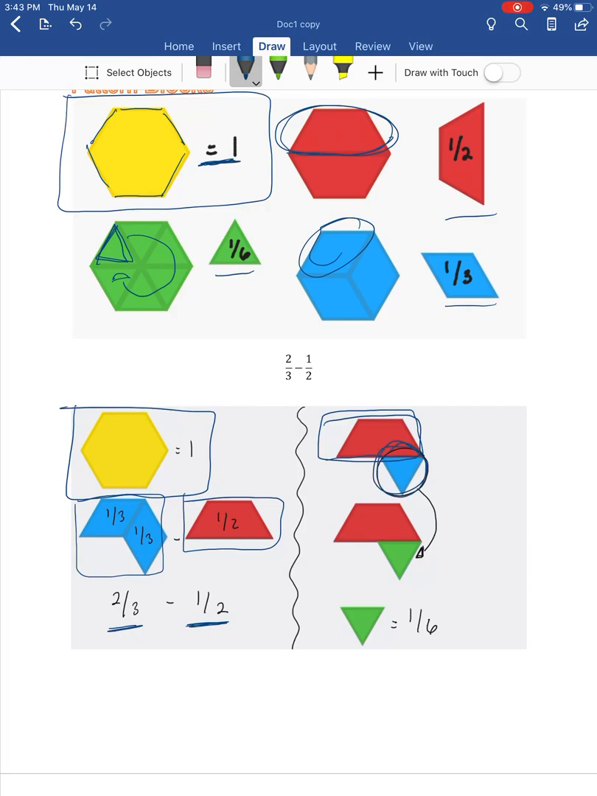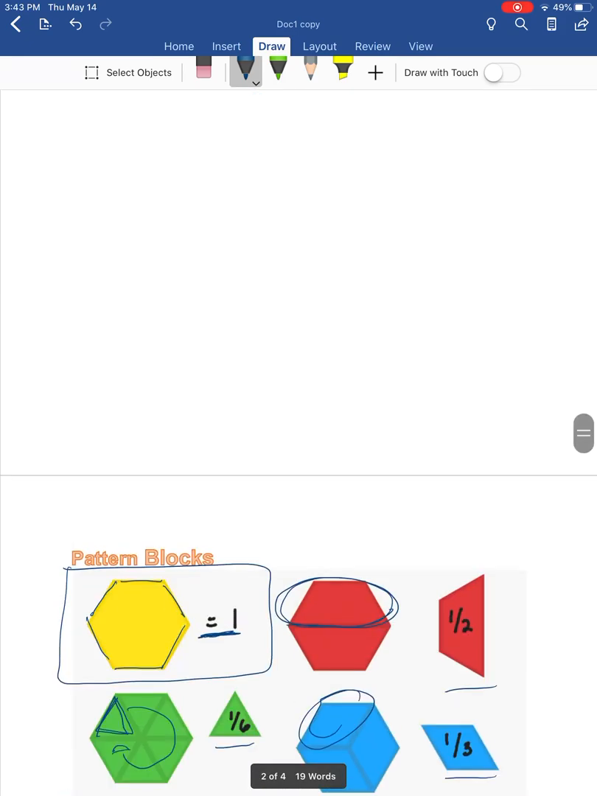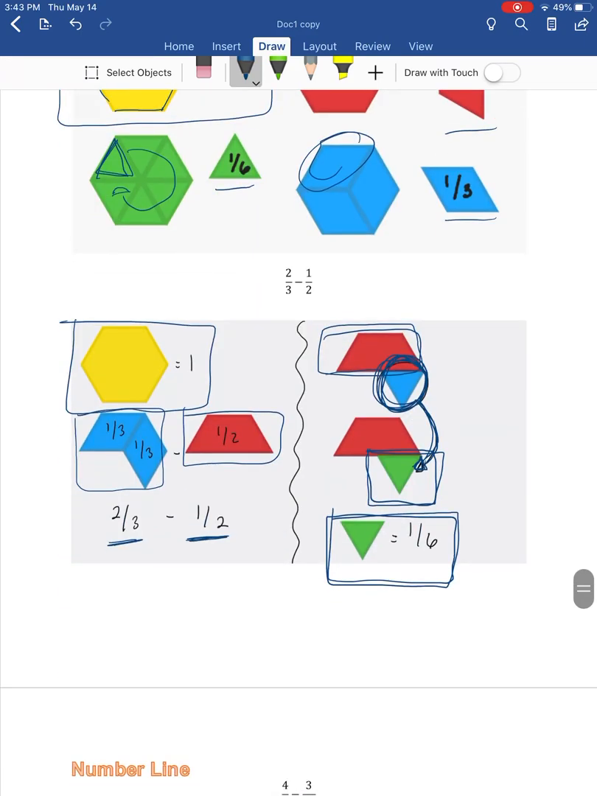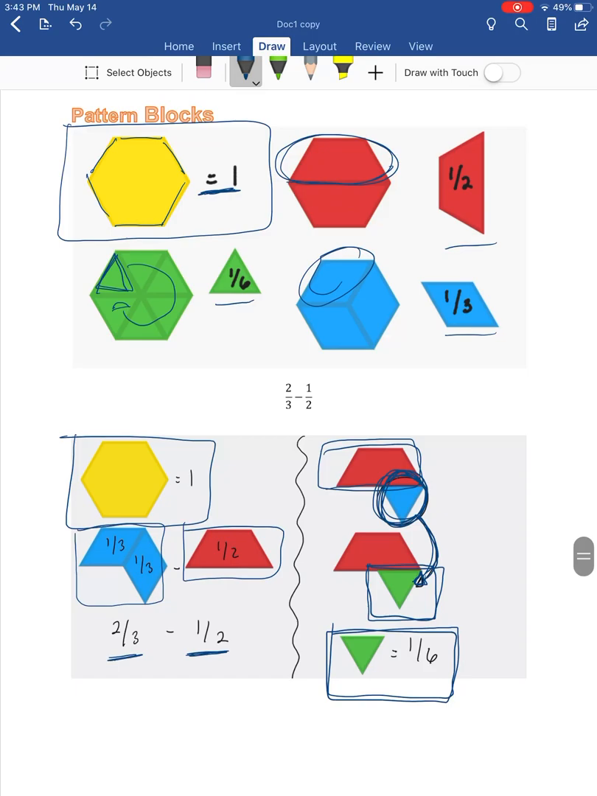What we do have left is this little area of the rhombus. And when we look down here, we can see that one triangle is equivalent to the area that is left over of the rhombus. So 1 triangle is equal to 1/6, and that is our answer, guys. And we know that this answer is correct because when we look back to our standard method, that was the answer, 1/6. And we know that the 1 triangle is equal to 1/6 because we can look back at our shapes here and see the triangle is 1/6.